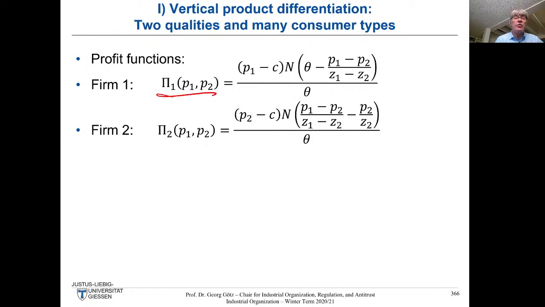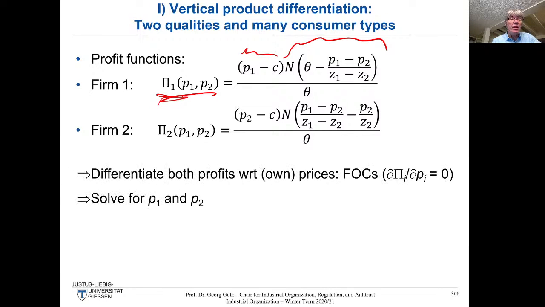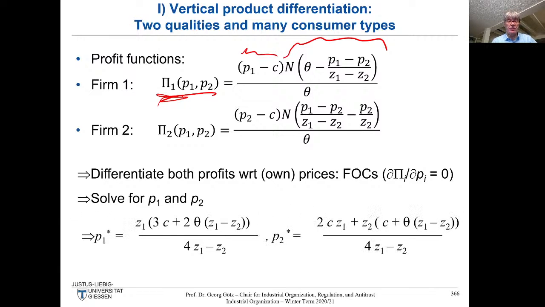So here is a profit, here again, profit per unit, and here demand. Okay, same for firm 2. Take here the derivative of profit 1 with respect to P1, and for profit 2 with respect to P2, and two equations in two unknowns, solve for P1 and P2, get prices. So here are our equilibrium prices.